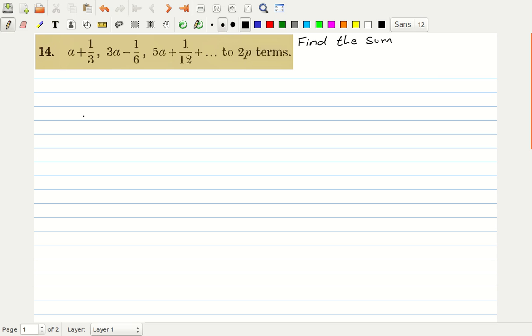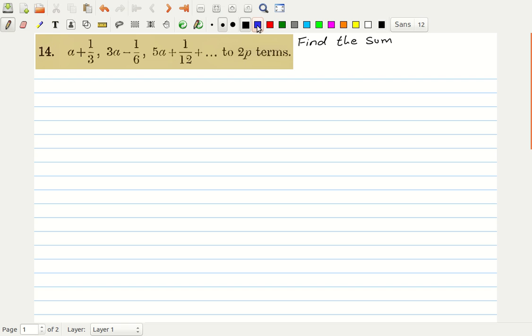This is problem number 14 from Hollow Knight Algebra, chapter 5b. We have to find the sum of the series a plus 1 by 3, 3a minus 1 by 6, 5a plus 1 by 12, and so on up to 2p terms.